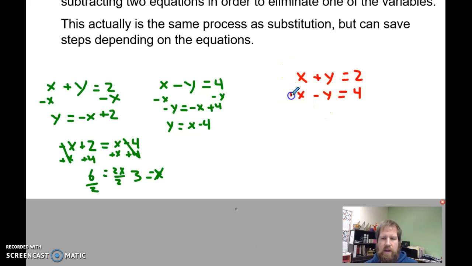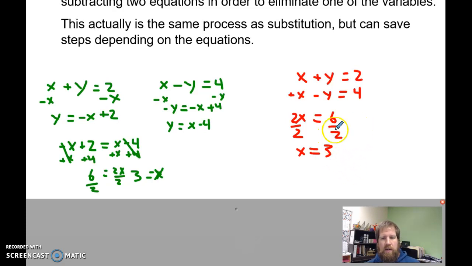So that's what I'm going to do. I'm going to take my two x's. x plus x is 2x. y plus negative y is going to be 0y, right? That's what gets eliminated. And then 2 plus 4 is 6. And you can see right here, I've actually got all the way down to this step already. Divide by 2, divide by 2, x equals 3.